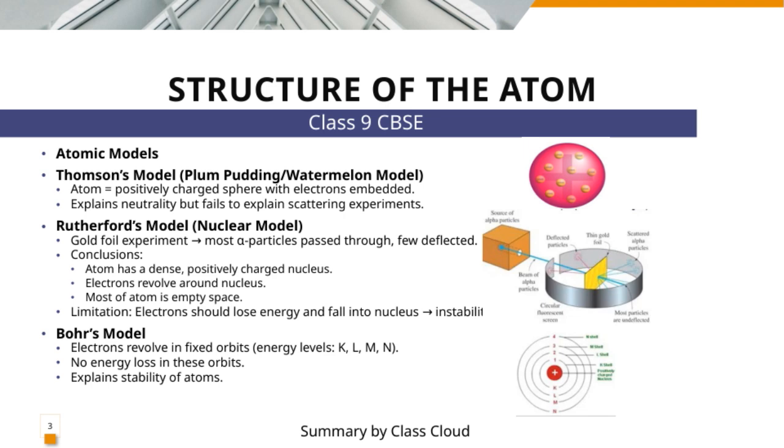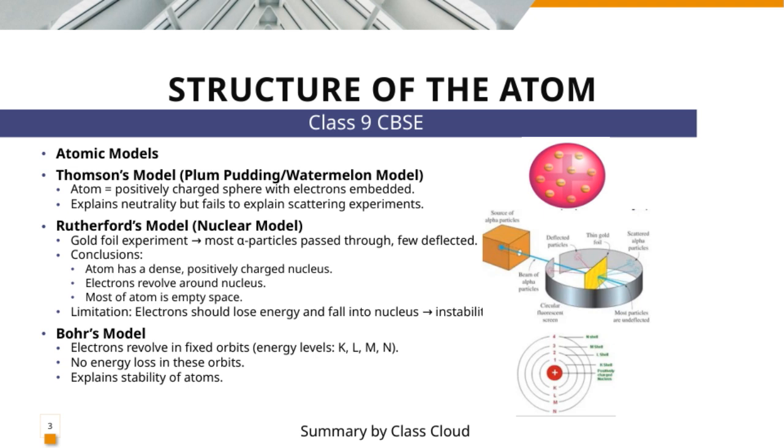Now, let's look at the different atomic models that have helped us understand the structure of the atom. Starting with Thomson's model, often called the plum pudding or watermelon model. In this model, the atom is thought of as a positively charged sphere with electrons embedded within it, kind of like raisins in a pudding. This model could explain why atoms are neutral overall, since the positive and negative charges balance each other out. However, it couldn't account for some experiments, particularly scattering experiments, where particles were deflected unexpectedly, indicating that there was more to the atom than just a uniform positive charge.